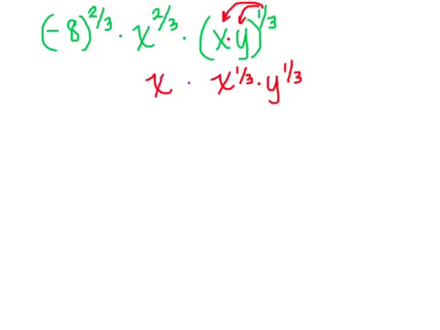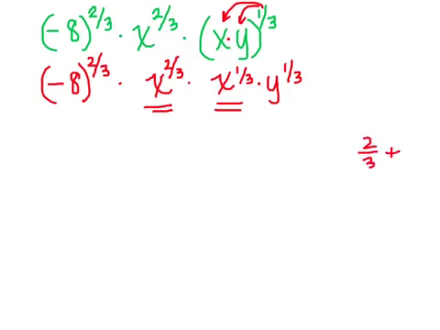The reason I did that is because if I could separate those, then I might be able to do something with the two x's. You can see I've got an x times an x. Since the base is the same, we are allowed to add the exponents. 2/3 plus 1/3 is 3/3, which equals a whole number 1. So this just becomes x to the first power, or just x.